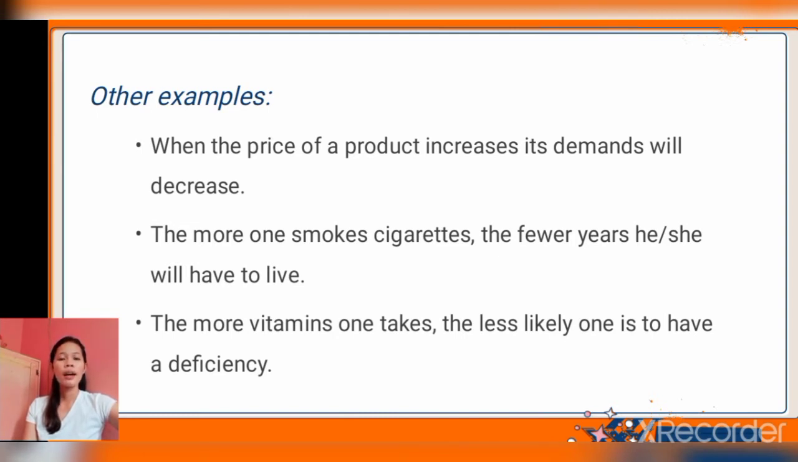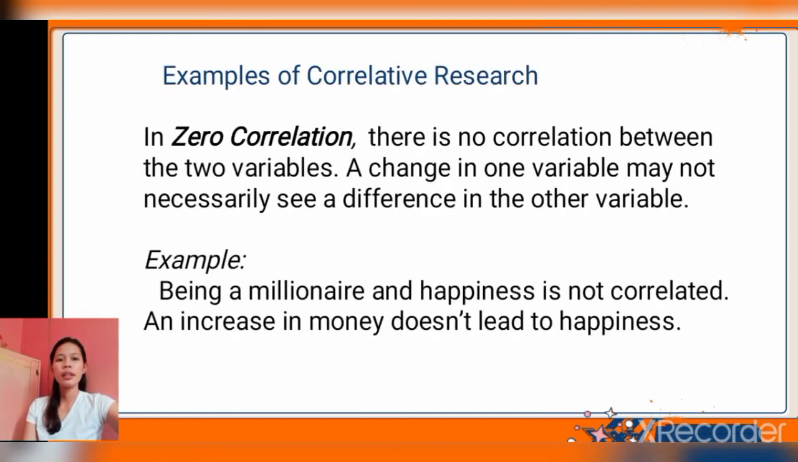So there is an inverse relationship between the two variables: vitamins one takes and less likely to have a deficiency. So it is increasing and decreasing. So the third type is the zero or no correlation. So it means that there is no correlation between the two variables. A change in one variable may not necessarily see a difference in the other variable.